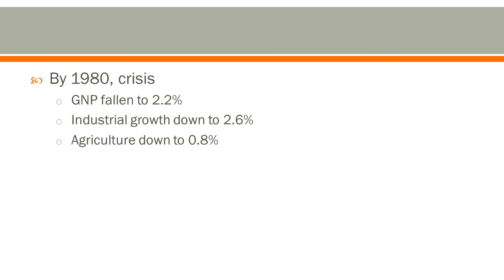And when we talk about Gorbachev, it is this crisis that he is going to attempt to fix, right? So by the time we get to 1980, the growth of the gross national product had fallen to 2.2%. Industrial growth had fallen to 2.6%. Agricultural growth was down to 0.8% a year. So the targets that were set in the 10th five-year plan were not being met at all. And in a way, they're not even attempting to meet them anymore.